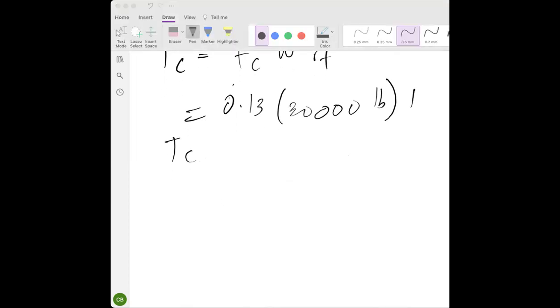Next, you have the total torque. So the total torque would be TC plus TS. So you just compute it.